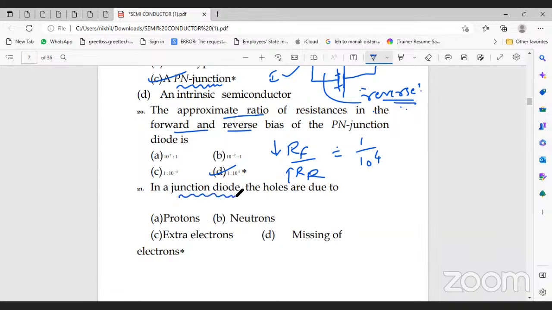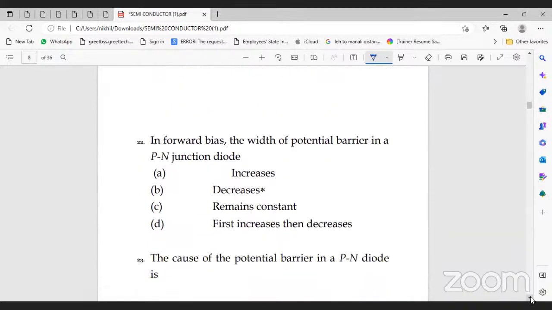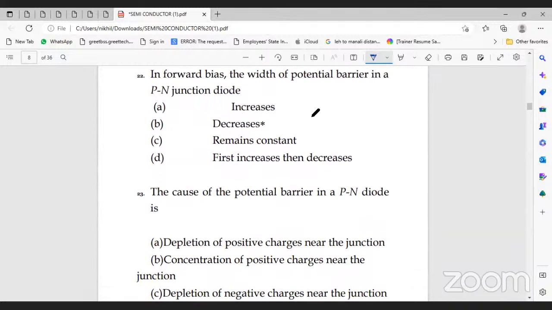So in a junction diode, the holes are due to the missing of electrons. Why are the holes created? If the electron leaves the covalent bond, when the covalent bond breaks, the electron will come out from the bond. So there will be a vacancy created there. That vacant position is called the hole. So a hole is created because of the missing of an electron.